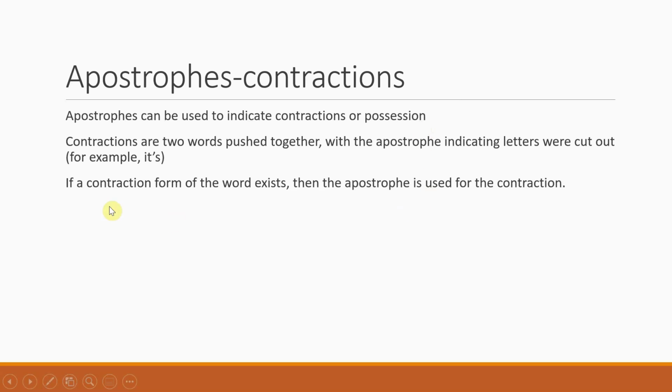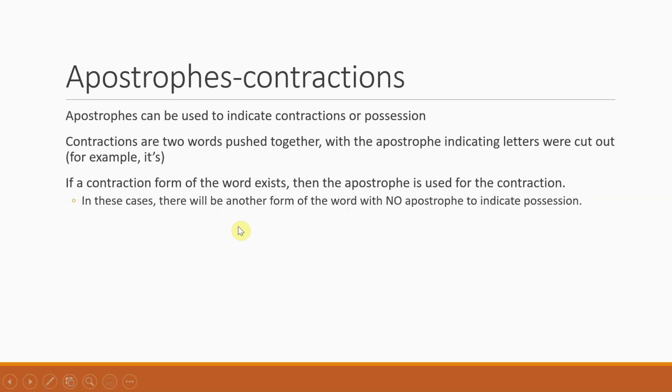Now, for contractions, some words are going to have a contraction form, and they're also going to possibly have a possession form. First thing you have to figure out is, does a contraction form of that word exist? If it does, then that's what the apostrophe is going to be used for. So if you see essentially the same word, or at least pronounced the same way, and it could be possession or it could be a contraction, the apostrophe is going to be the contraction. So in these cases, there's going to be just a totally different form of that word with no apostrophe at all to indicate possession.